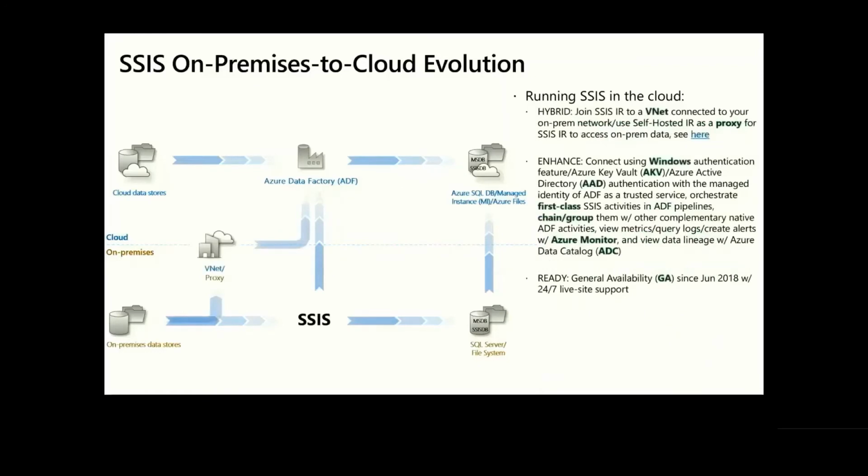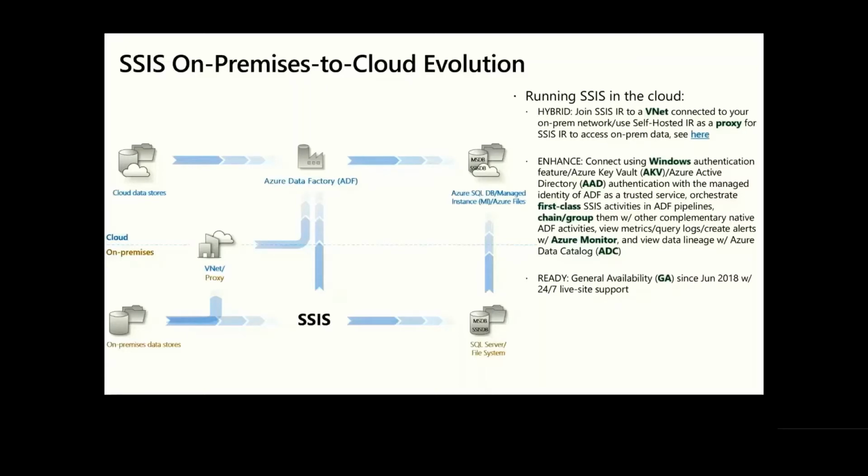Now that you run your packages on SSIS IR in ADF, you can still access data on premises by joining SSIS IR to a VNet connected to ExpressRoute or a VPN gateway to your on-premises network, or using self-hosted IR installed in your on-premises network as a proxy for SSIS IR. You can continue to access your existing or new data stores using the Windows authentication feature or cloud-first, cloud-only features such as Azure Key Vault or AKV and Azure Active Directory or AAD authentication with the managed identity of ADF as a trusted service.